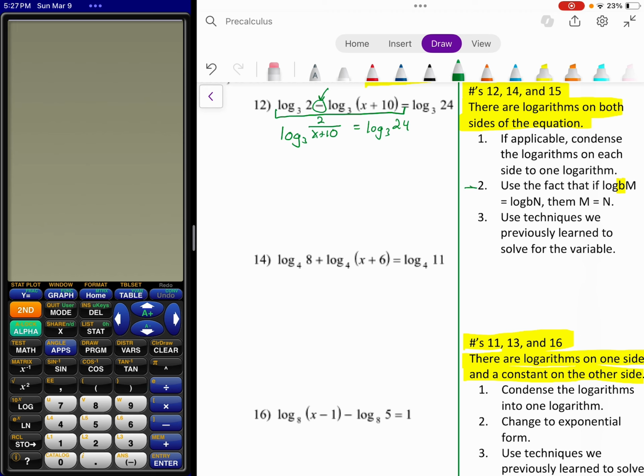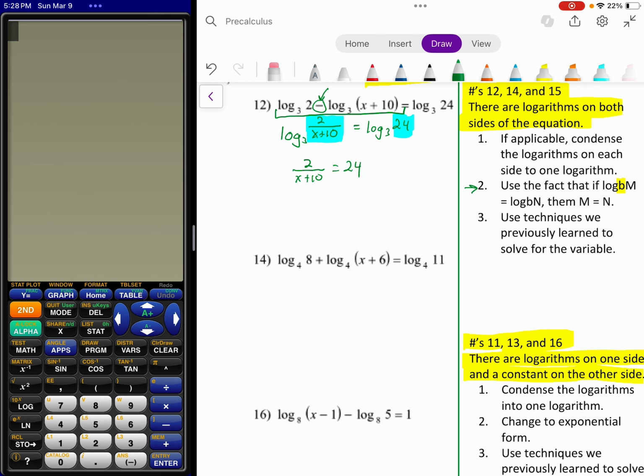And now we're on to step 2. Use the fact that if log base 3 of m equals log base 3 of this, then those two highlighted parts must be equal to each other. That's what that rule is saying. So we can just now say 2 over x plus 10 equals 24.